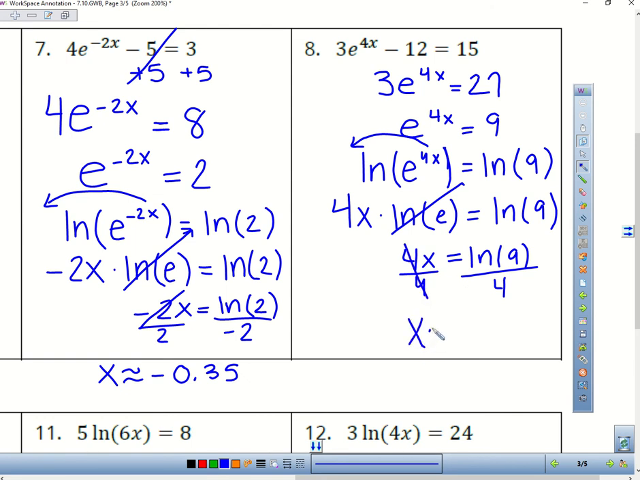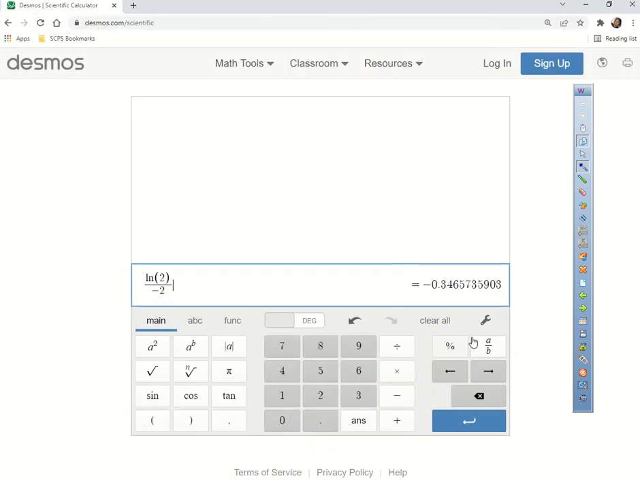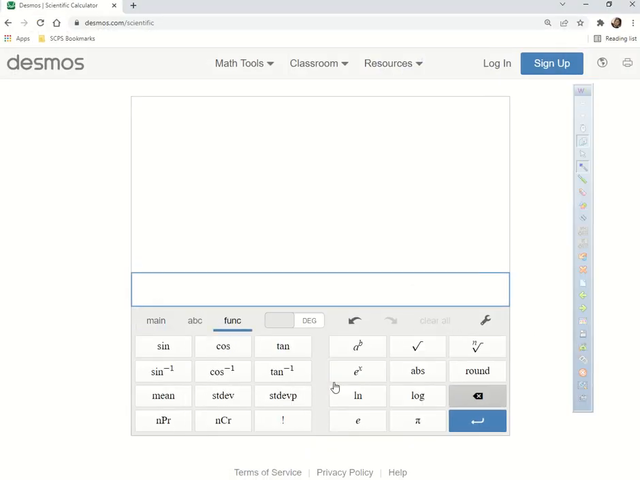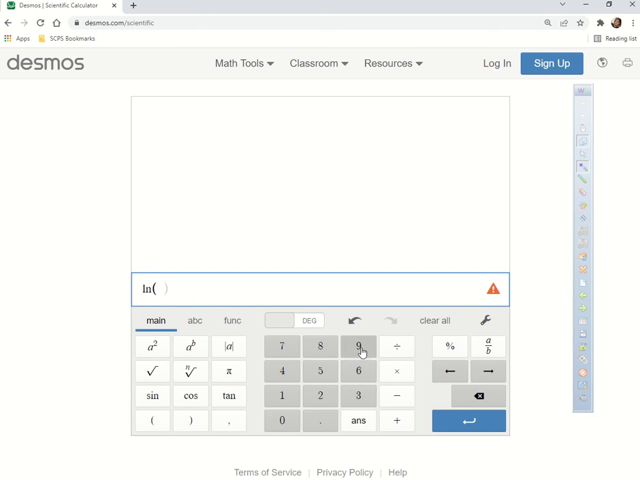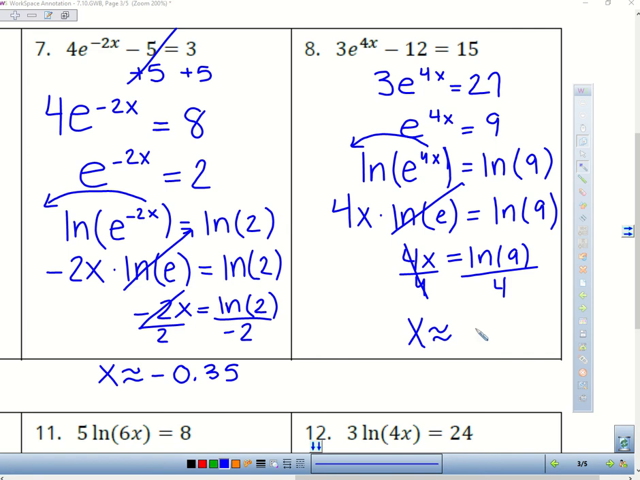And I get x is approximately equal to whatever the decimal approximation of this would be. So ln of 9 divided by 4, which gives me 0.55.